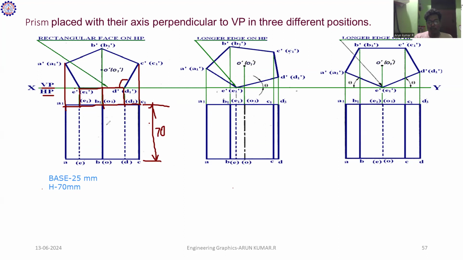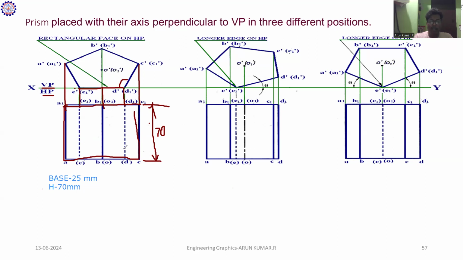Then, proceeding further, join all the corners. A1 dash is coming from A, E1 dash is coming from E1, D1 dash from D1, C1 dash from C1, and B1 dash from B1. Without considering the axis, the prism category is quite complicated. Then you construct the closed rectangular box. After joining all the lines, you get A, E, B, D, C. This is the condition where a rectangular face of the prism is on the HP.